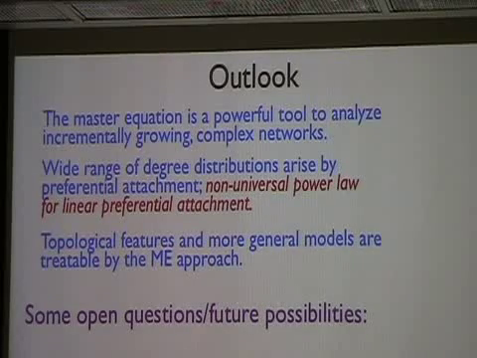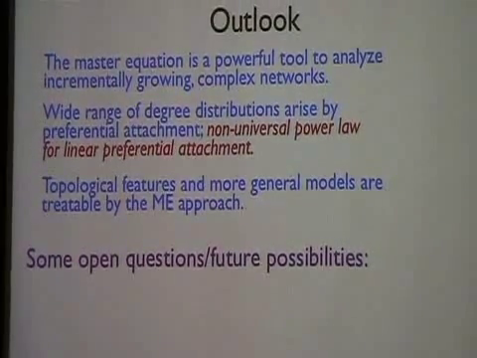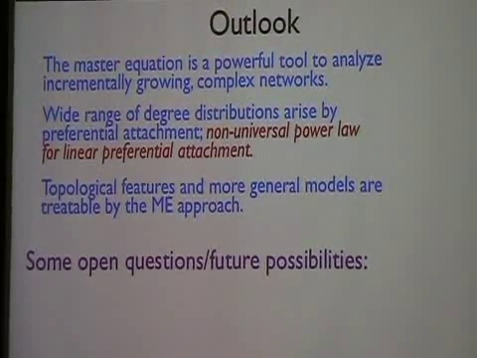And so let me now mention some open questions. One of them you already saw at the public lecture, which is: why does linear preferential attachment appear in so many places?